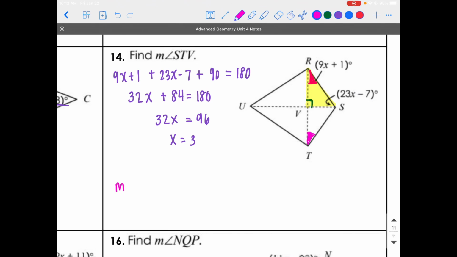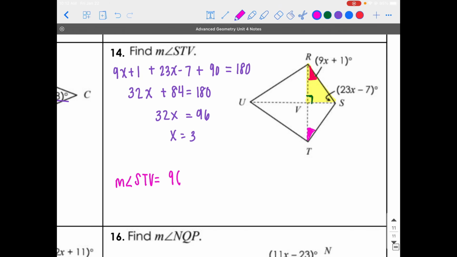And I know that the measure of angle STV, that's the same as SRV, is 9 times 3 plus 1, which is 28 degrees.